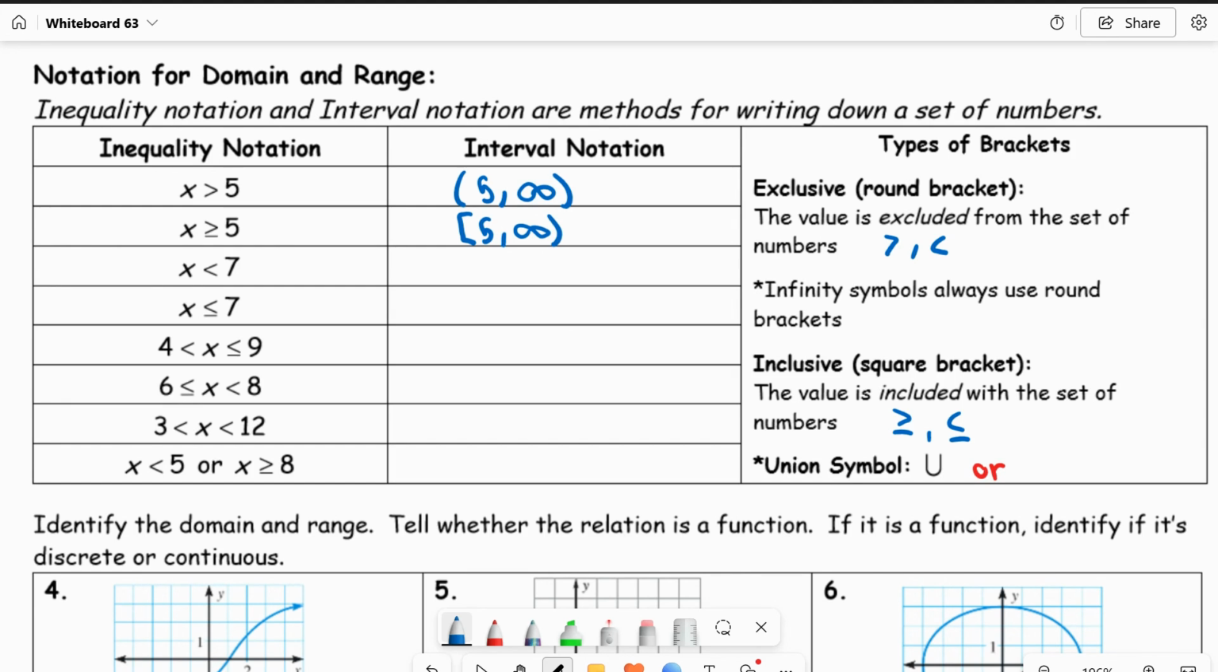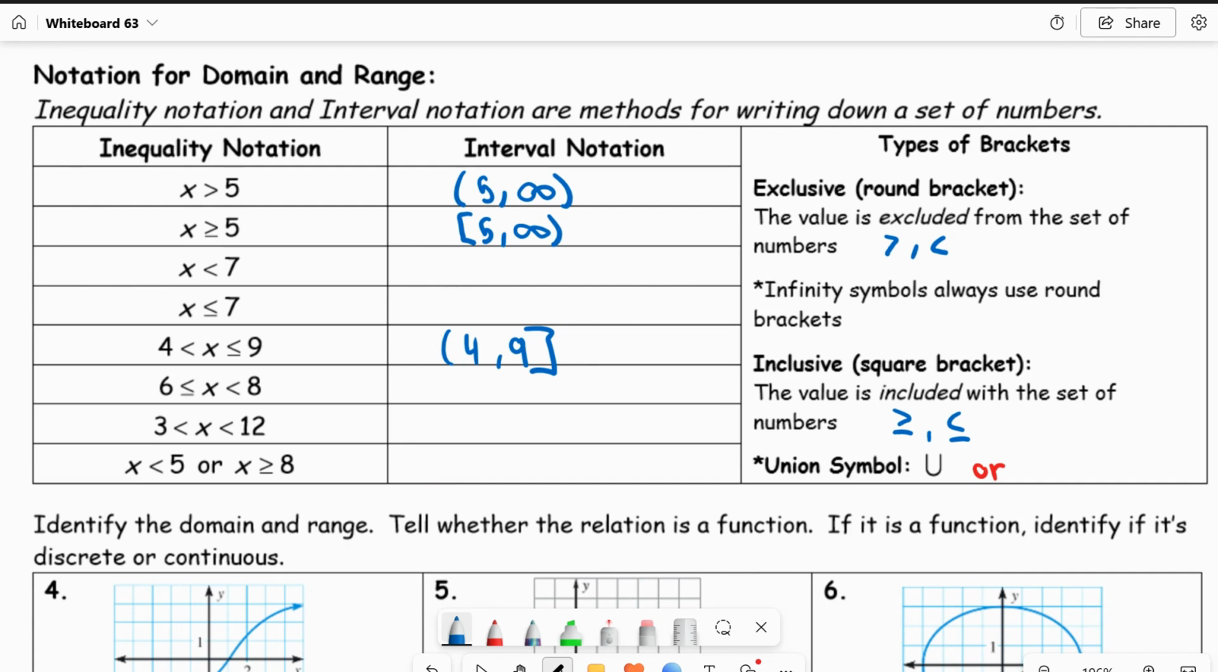Okay, skipping down to one of the compound inequalities. If I have x is greater than 4 and less than or equal to 9, I would use a round bracket to represent the 4. And I would use a square bracket to represent the 9, because it's or equal to.